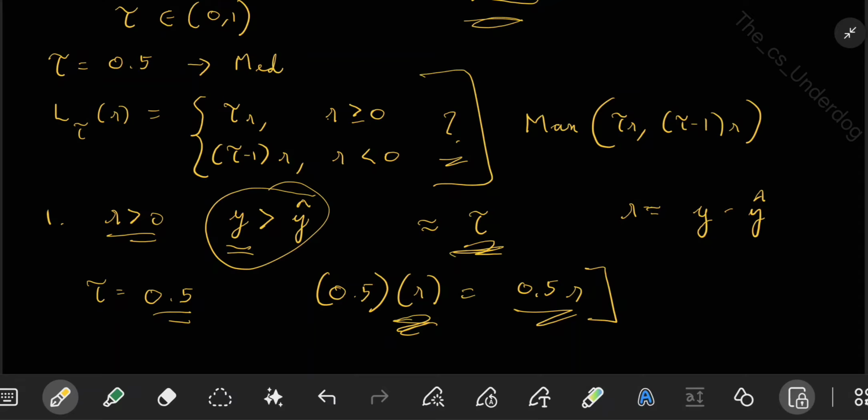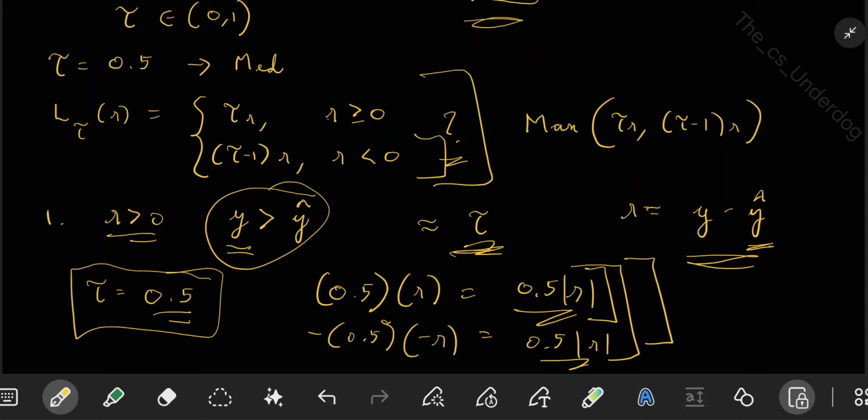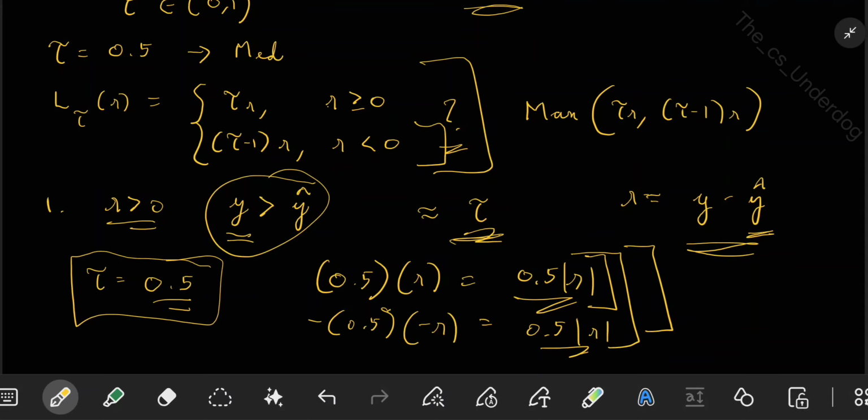What if it is overestimation? That is, r is negative. That means y cap is larger. Then it is the overestimation case. You will use this formula. Tau minus 1 will be minus 0.5, into r, which is a negative value. So finally you have 0.5 times mod r, the positive side of r. In both these cases you applied the same penalty when your tau is 0.5. That is the median case.